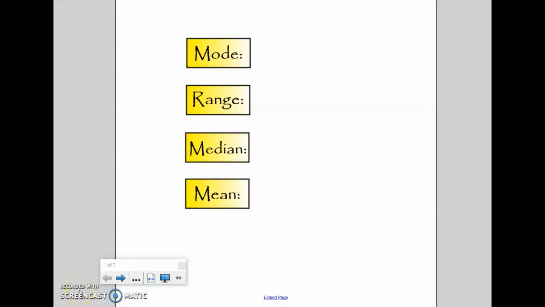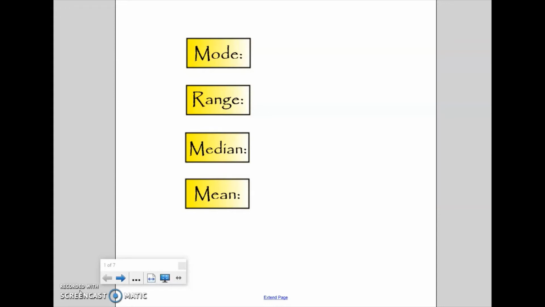Hi there. Today we are going to do a review of averages of raw data. You can see on the screen we have the four main averages that you need to be aware of as you approach your GCSE exams. We have the mode, the range, the median, and the mean.